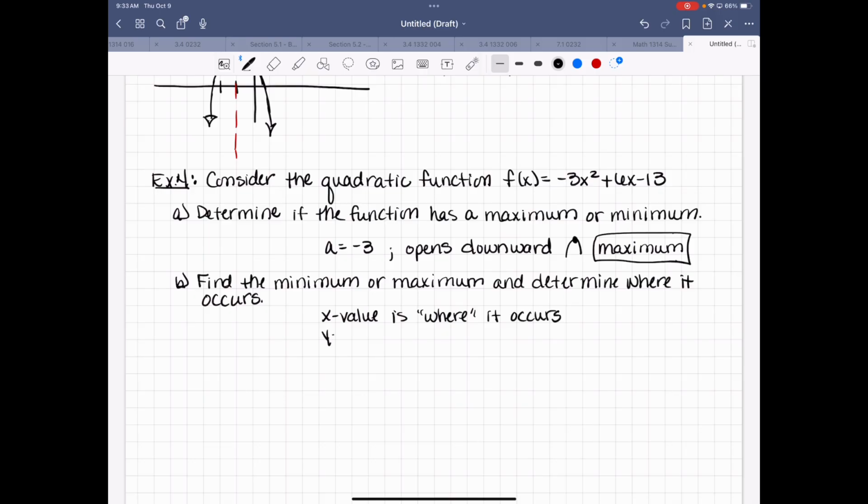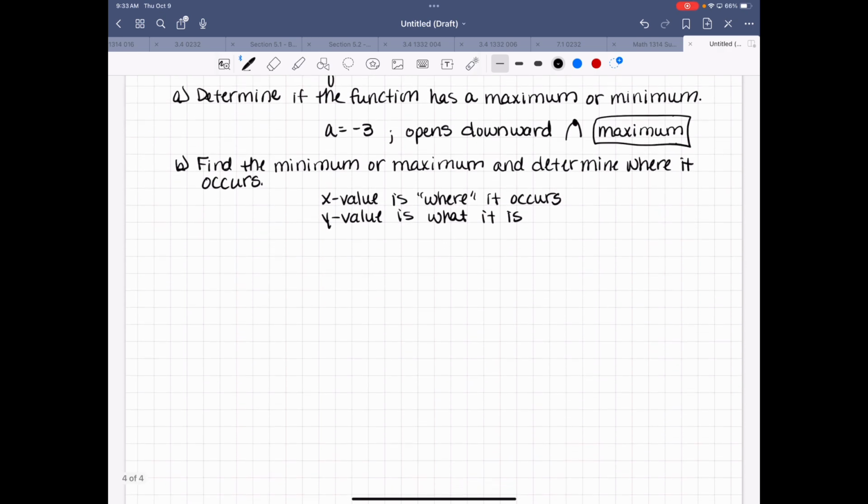And the y value is what it is. It's the actual value. Like if it's a maximum, we know that, and it would have a max of maybe 10, and it occurs at 2 because the vertex is (2, 10), okay? So we need to find the vertex.